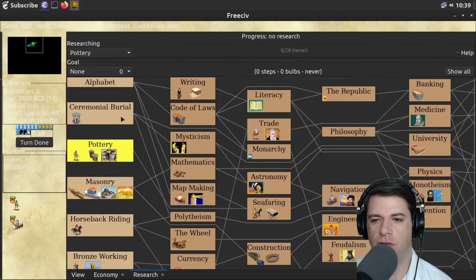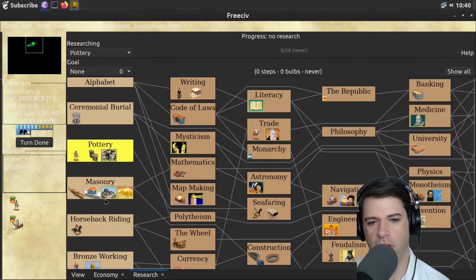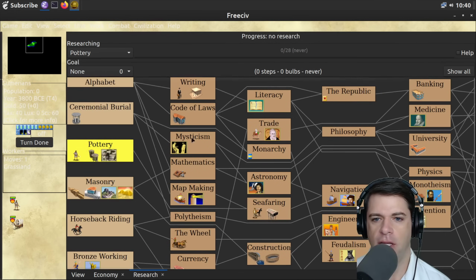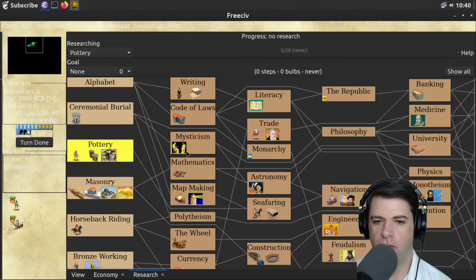And then you can see over here, there are the things that are ancient, things like the alphabet, ceremonial burial, masonry, etc. Horseback riding. I think horseback riding came a little bit later, but that's fine. And then over here we get things like writing, although I think writing predated the alphabet, so I'm not sure this is correct historically. But we also have things like mathematics. And I'm guessing these are flowing through, maybe like you need masonry to get mathematics because of geometry. And then we have things like construction, seafaring, astronomy, etc.